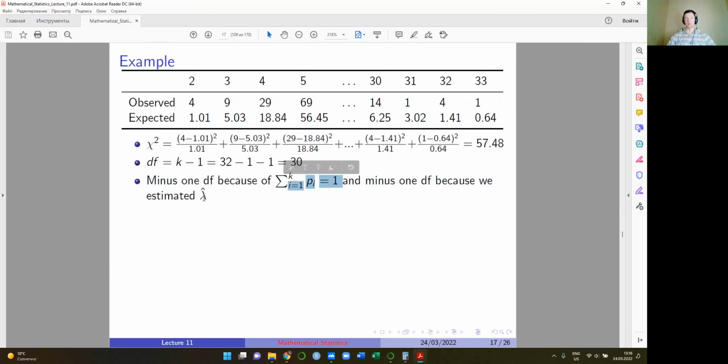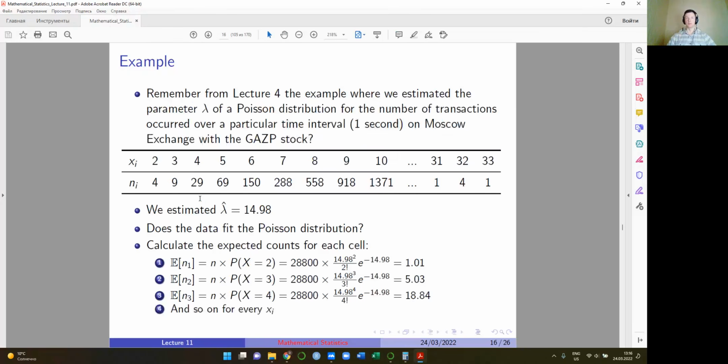Another restriction is that we estimated lambda. With the help of data, we estimated lambda. And for every estimated parameter that we used, look, this lambda is not a population parameter. This lambda hat is the estimate of a population parameter. This is the outcome of a random variable. And this was built, the whole estimation.